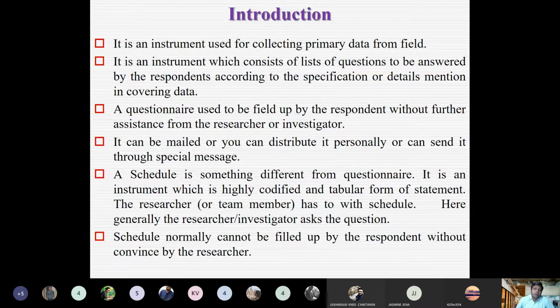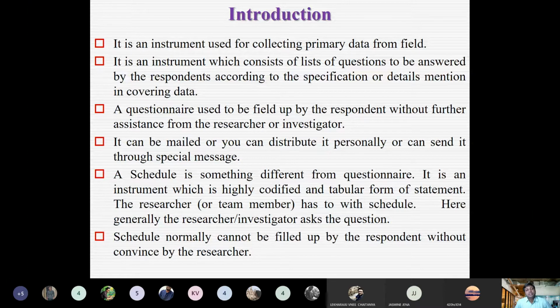So that means the questionnaire is filled out by the respondents. The schedule is filled out by the researcher or the investigator, and the questionnaire may be sent through mail, by post, or can be distributed and filled by the respondents without the presence of the researcher. And how will they fill it up? The instruction is mentioned there, or shared from the very beginning in an introductory statement.